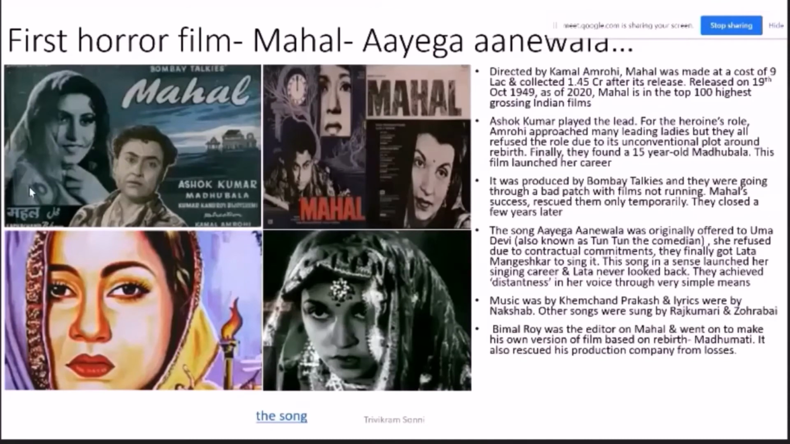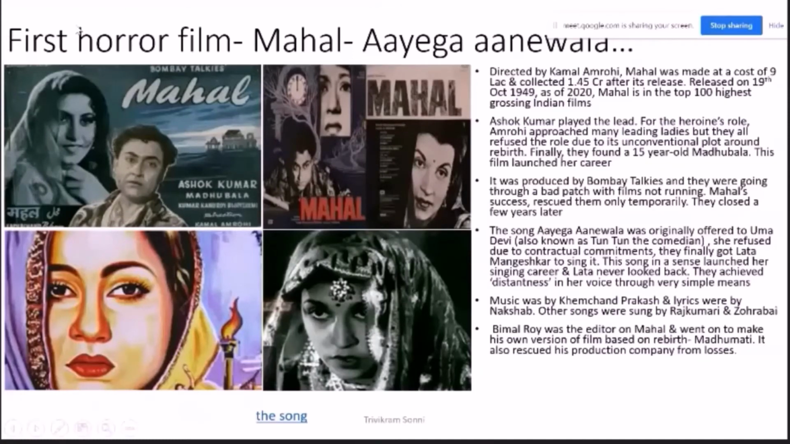And Mahal was made. Meena Kumari. Meena Kumari. It was made at 9 lakh rupees cost and it collected 1.45 crore after its release. As of 2020, Mahal is in the top 100 highest grossing Indian films adjusted for inflation. That's something. Ashok Kumar played the lead.